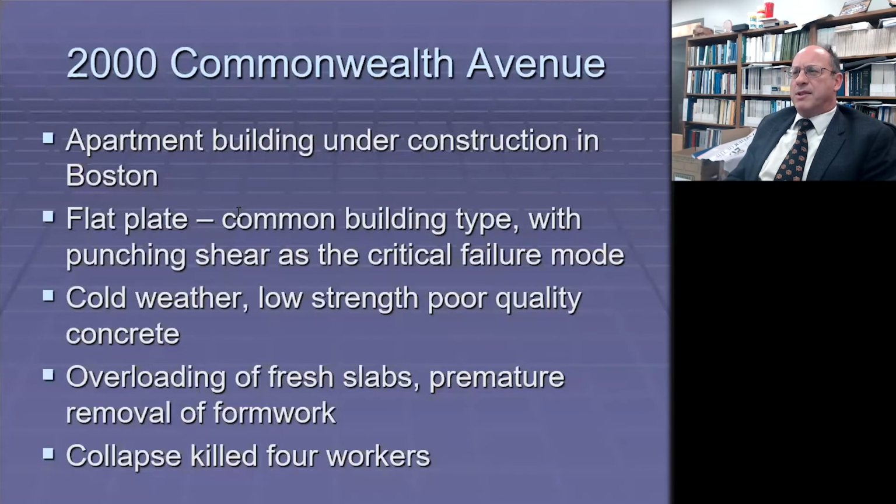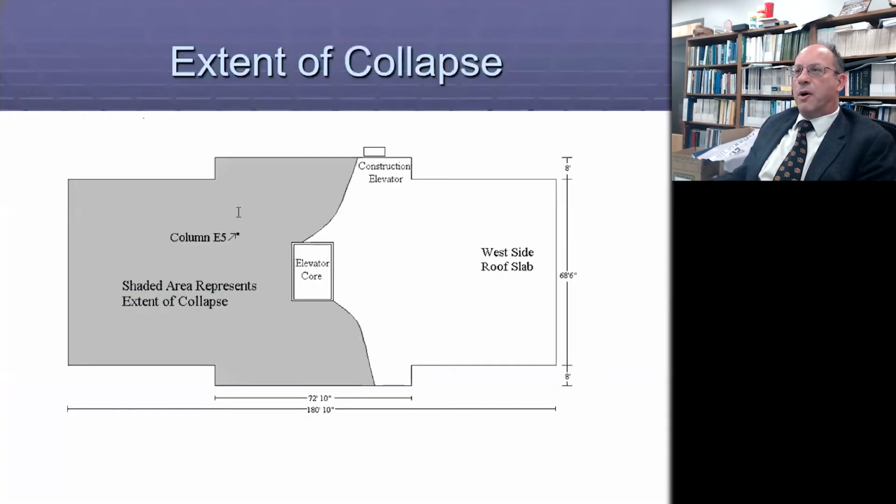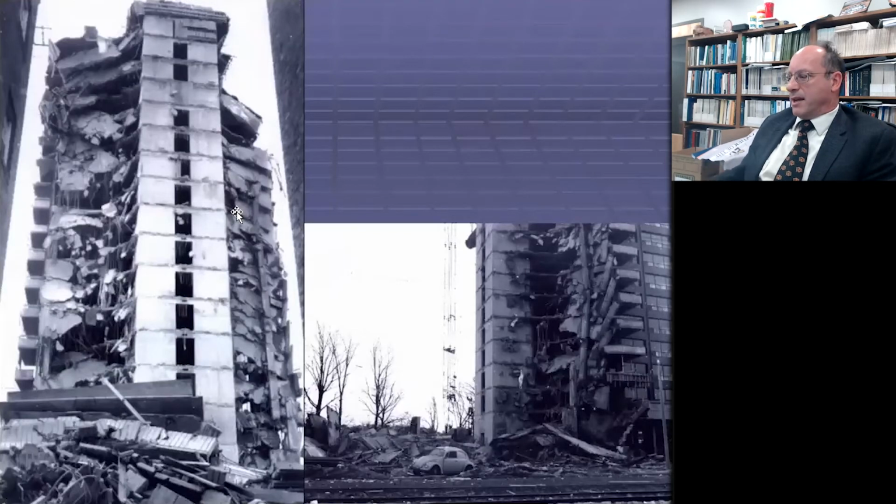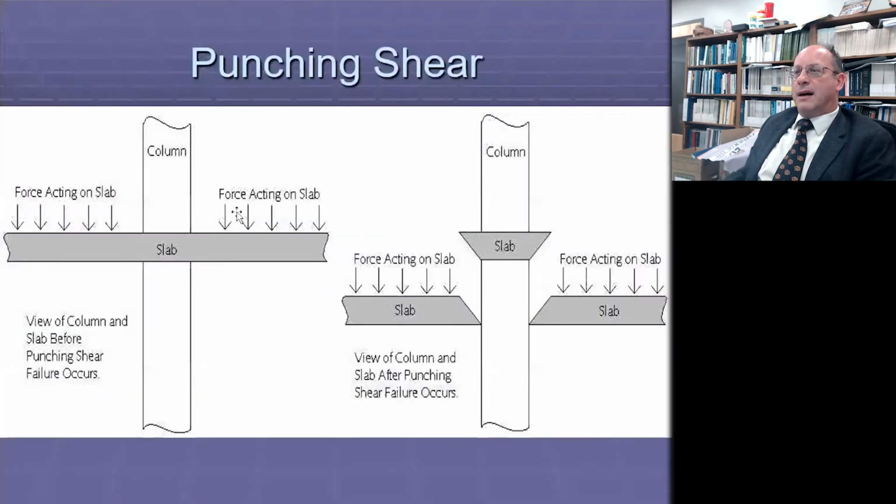Again, a common theme is that cold weather inhibited the strength development of the concrete, which in this case was fairly poor quality, and the fresh slabs were overloaded. This particular collapse killed 4 workers. This shows the extent of the collapse, where the shaded area represents the extent of the collapse. And here are some photos from the Boston Globe. You should not be able to see the elevator core from the outside of the building. And again, a classic illustration of the punching shear mechanism.